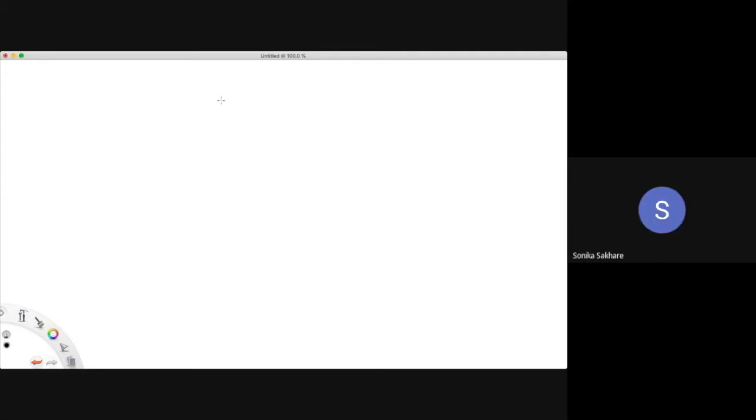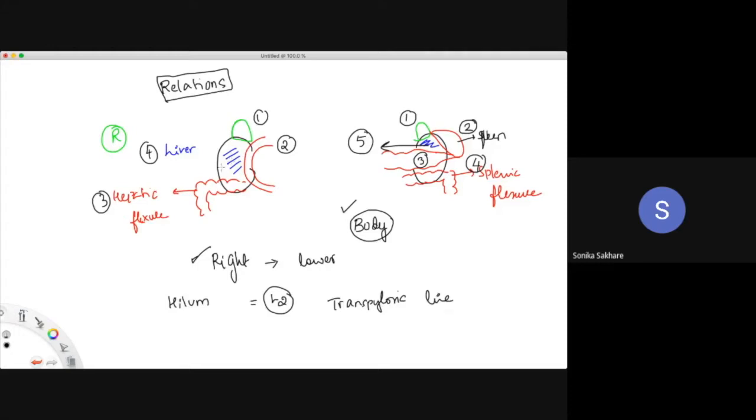So now this forms the anterior relation. If we go back to this, if you see here, there is liver and there is kidney. So there is a location which is called the Morrison's pouch. Have you heard of Morrison's pouch? What is this Morrison's pouch? It's nothing but the hepatorenal pouch, the hepatorenal pouch or space.